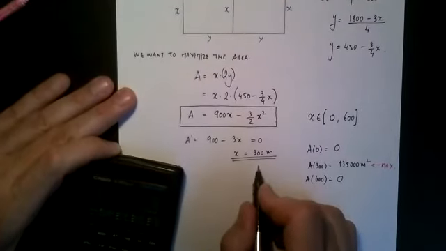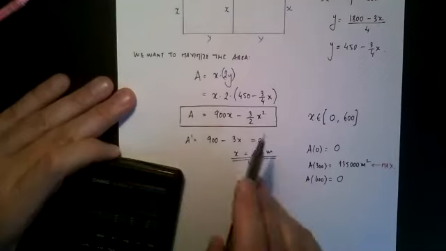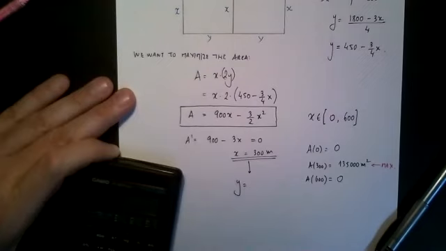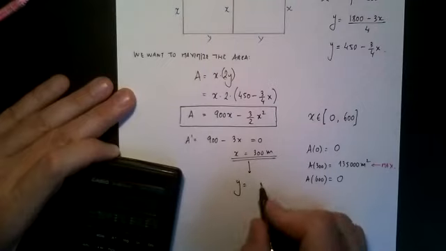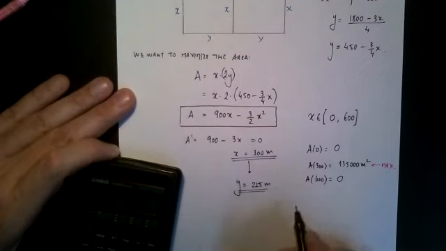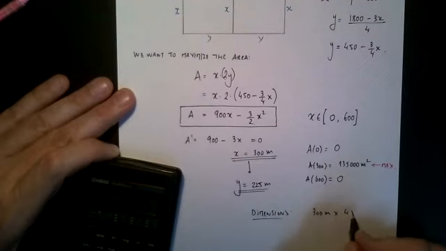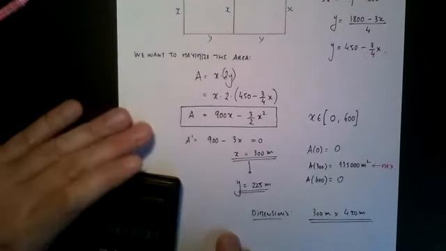Okay, and so the dimensions. If x is 300, that means y equals what? I plug in x here, and I get 300 divided by 4 times 3, 225, plus 450, 225. And so the dimensions will be 300 meters by 225 times 2, which is 450 meters. Is that what you got?